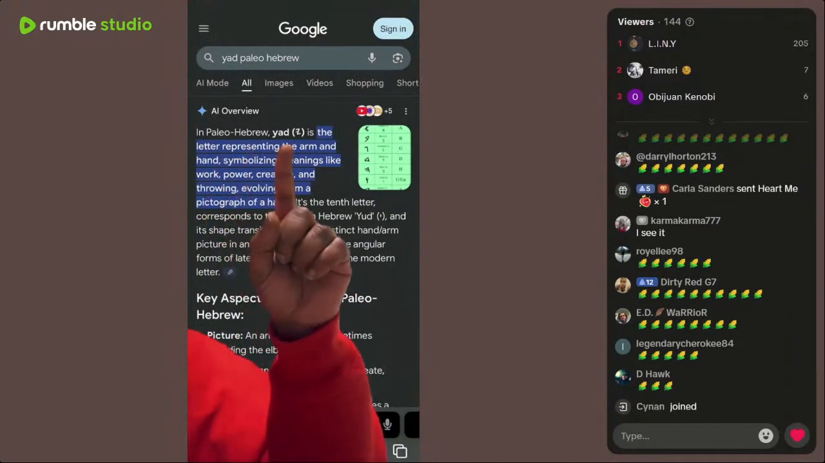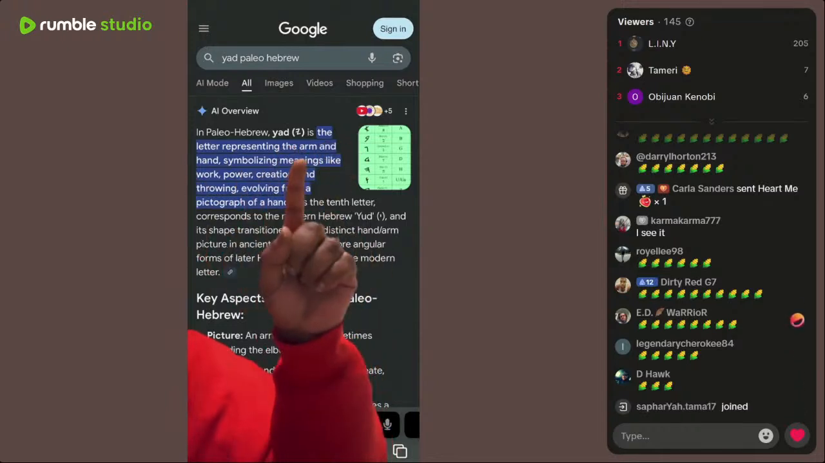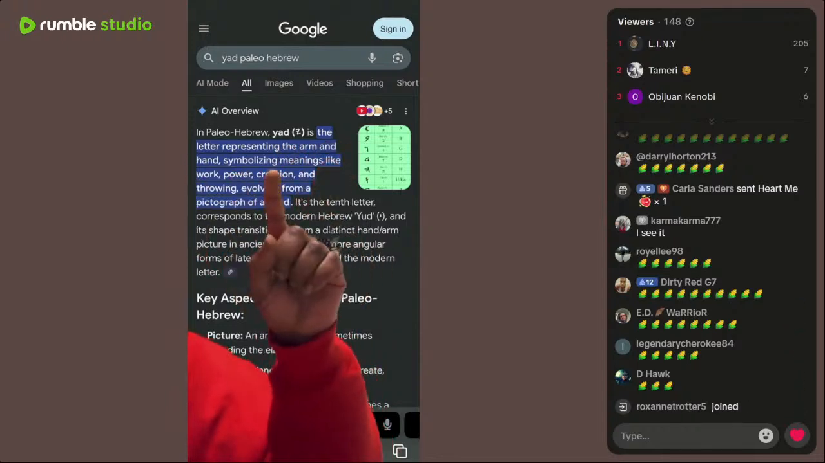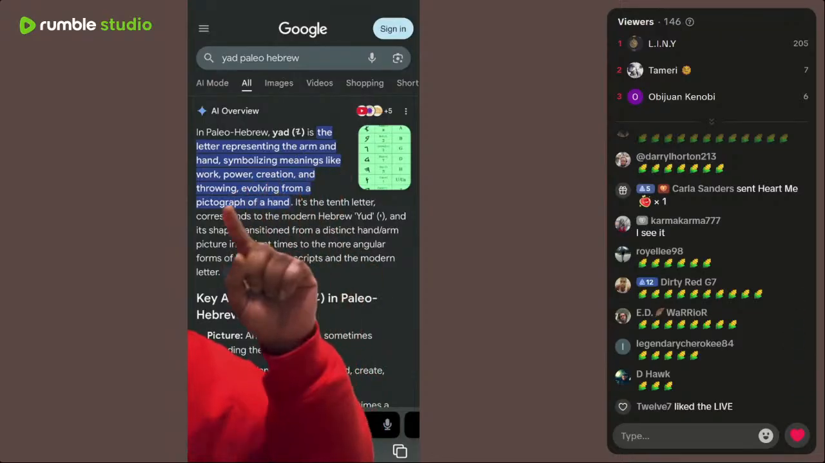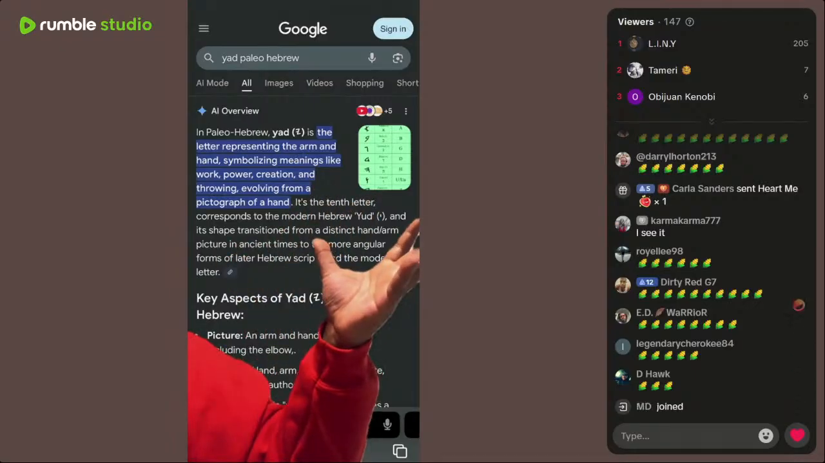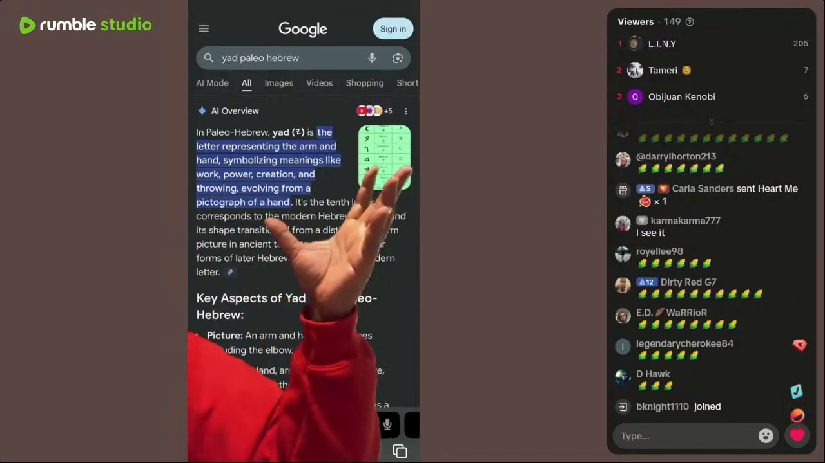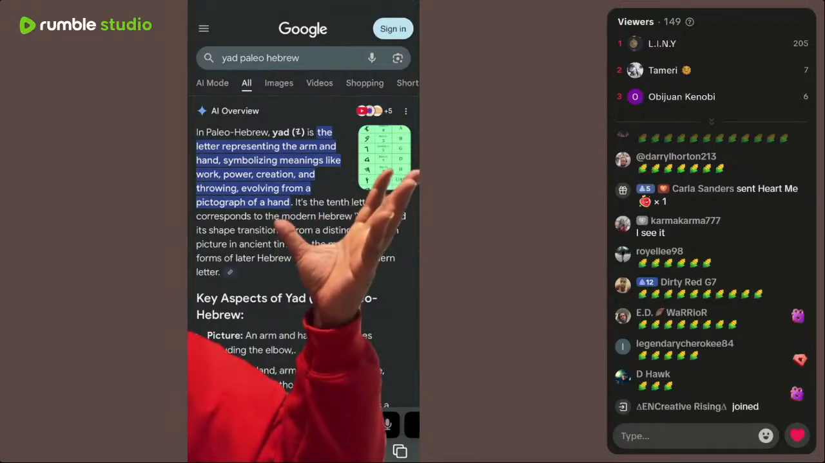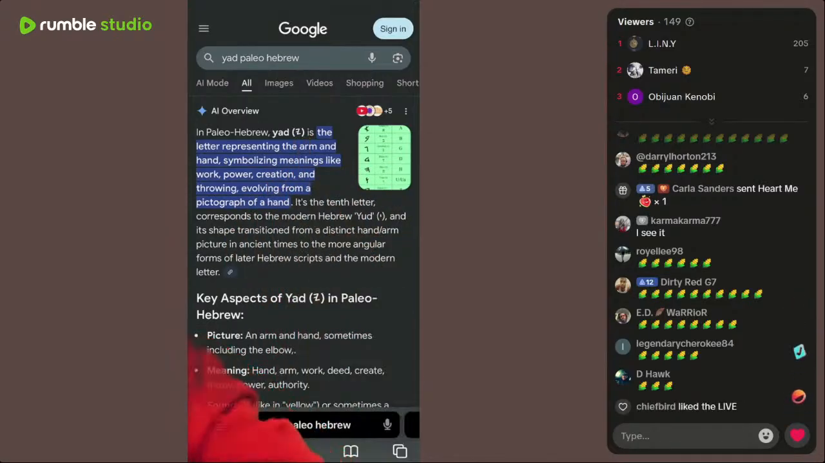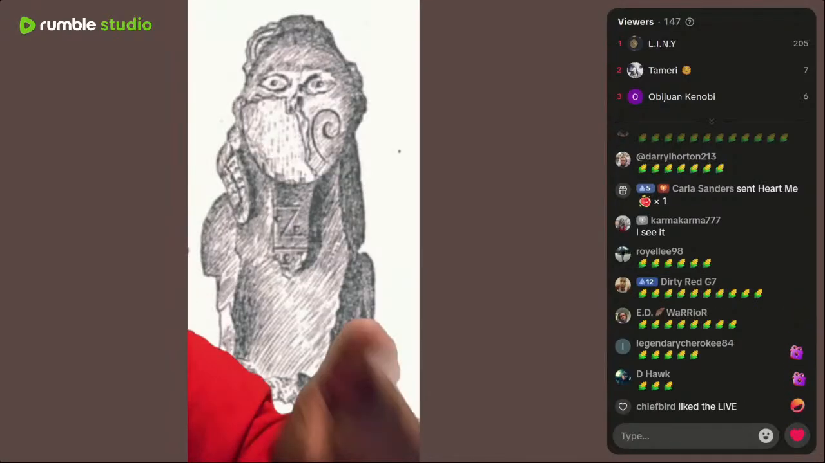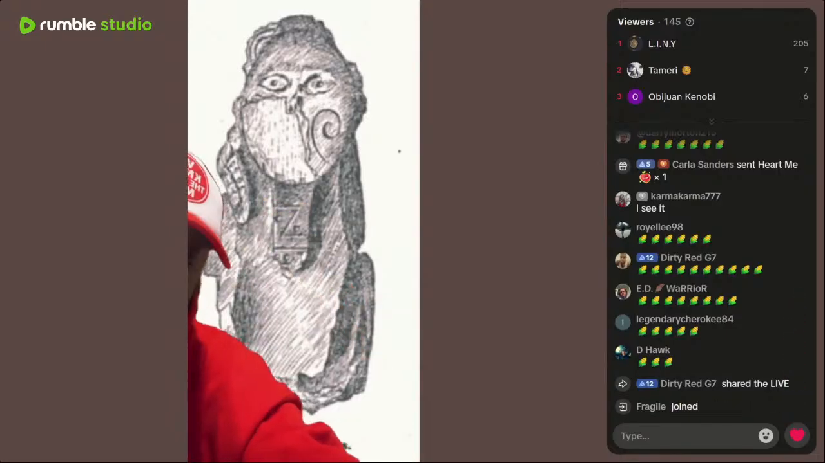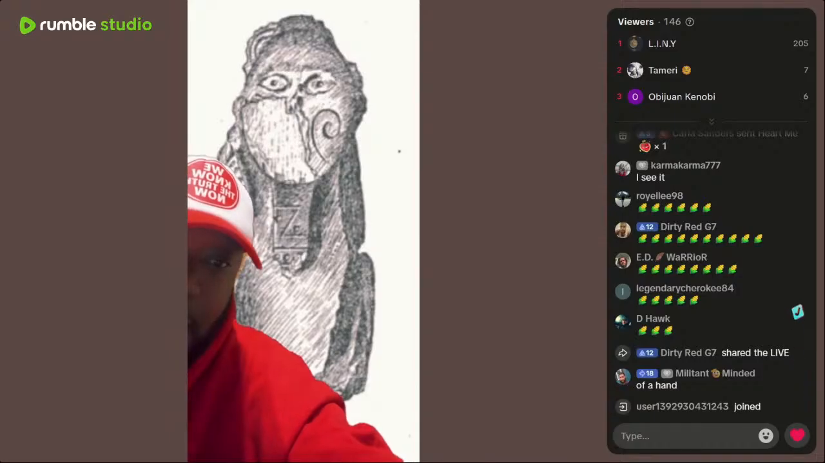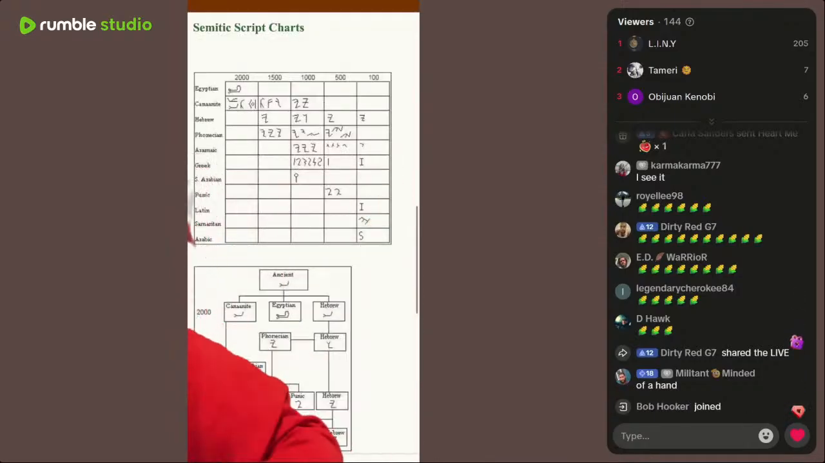Paleo-Hebrew, Zad, is the letter representing the arm and the hand, symbolizing meanings like work, power, creation, throwing, evolving from pictograph to a hand. It evolved from a pictograph to a hand. Zad. Let's go back to America. That's Zad right there on the artifact.